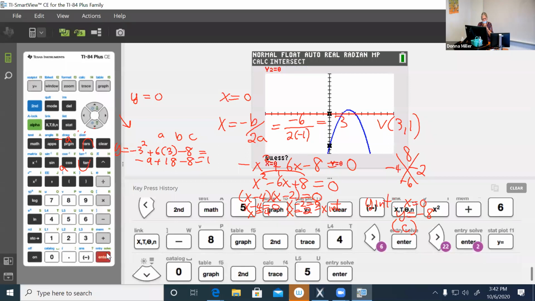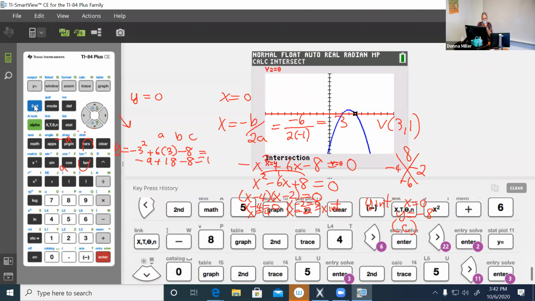Enter, enter, enter. So I found 1 and 2, and you go to the other one, right? So you do the same thing, second trace intersect. Move the cursor so it's closer to the other root. Press enter 3 times. And there's the other one, 4, okay? So the calculator will find these for you, right?